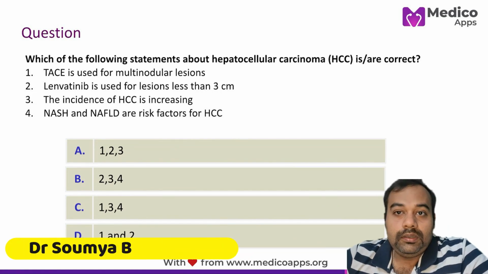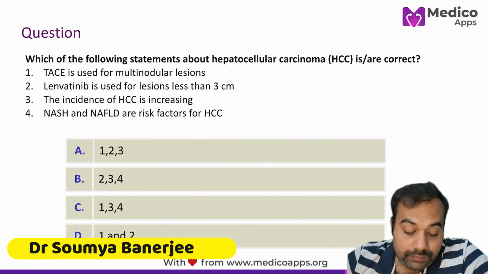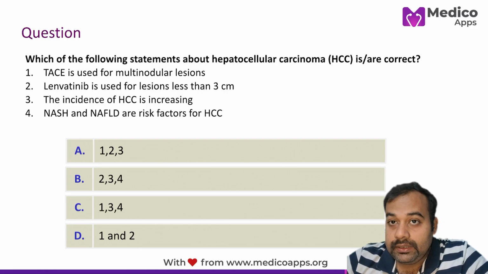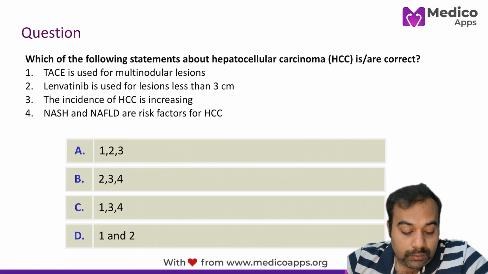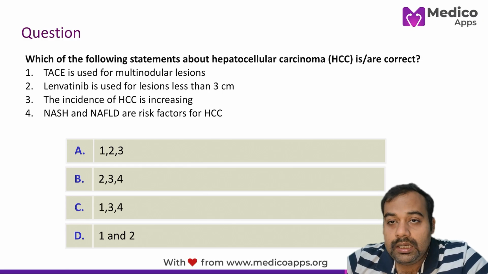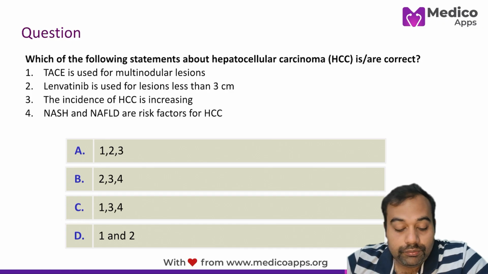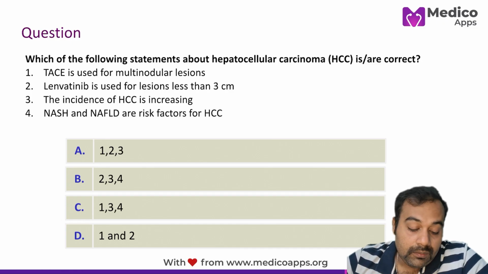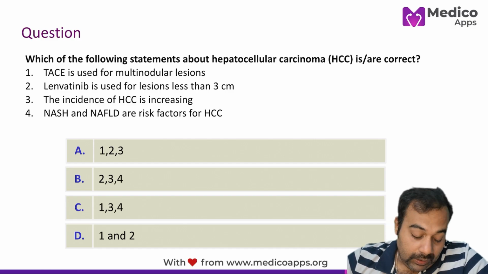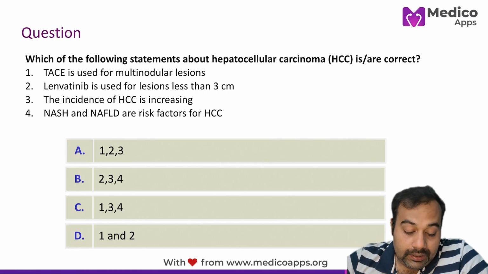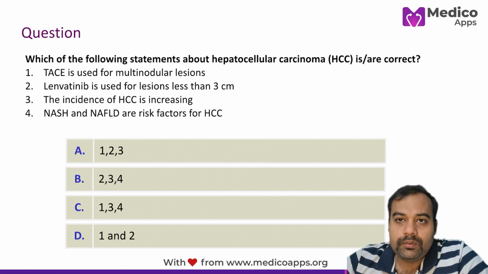So let's talk about our next question. Next question is, which of the following statements about hepatocellular cancer is or are correct? Number one, TACE is basically used for the multinodular lesion. Number two, lenvatinib used for the lesion less than 3 centimeter. Number three, the incidence of hepatocellular cancer is increasing. And number four, NASH and NAFLD are the risk factor for hepatocellular cancer.